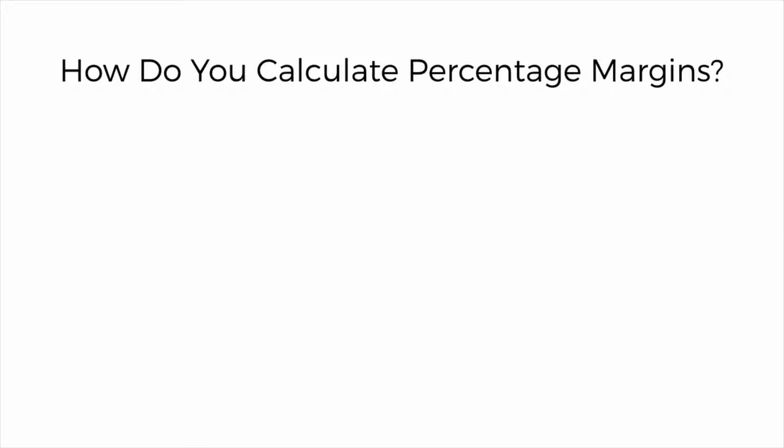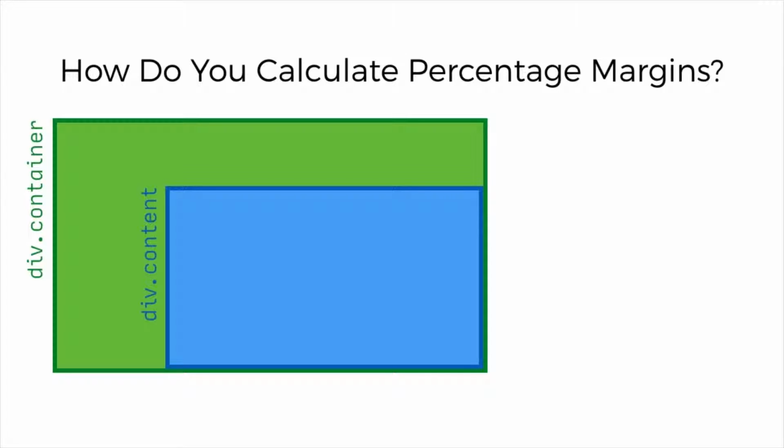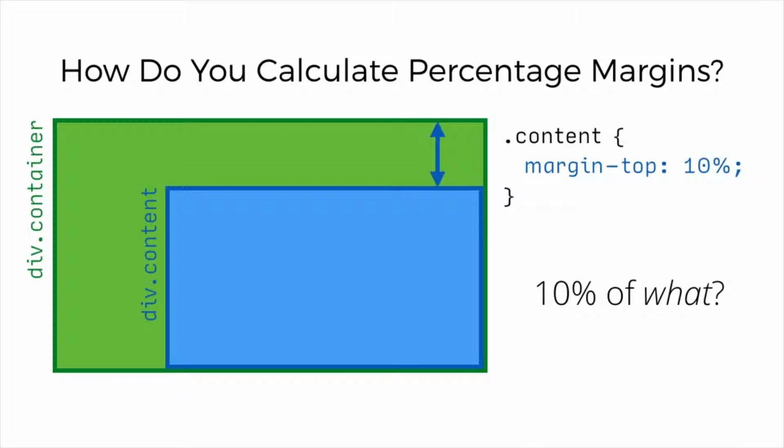Last question. This is the one that almost no one gets right. How do you calculate percentage margins? That's what it boils down to. Let me show it to you here. If we have a container div, and inside it we have a content div, and then we set a top margin of 10% on the content div, what does that 10% refer to? 10% of what is the question?